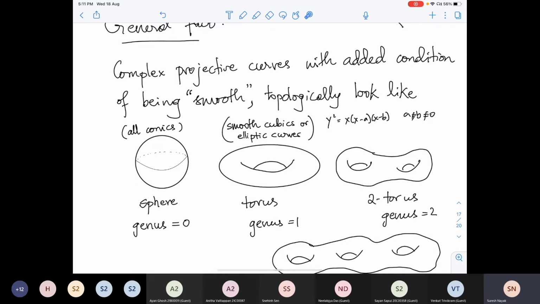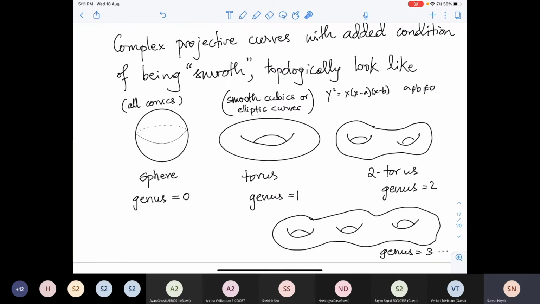So if you hear this word in some other context, it's basically a curve which comes from something like this. And then more complicated looking curves will have more complicated shapes, but one can show that they'll all look like one of these types only. So which is multi-torus. So a torus with one more handle, and this is a torus with 2 handles. So the number of holes is called the genus.